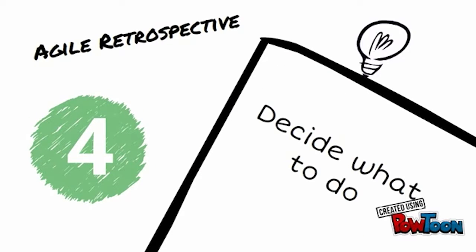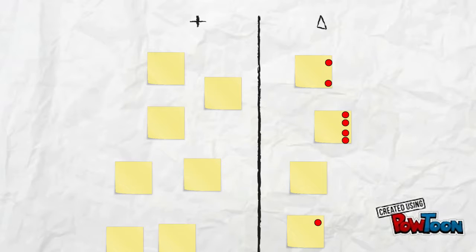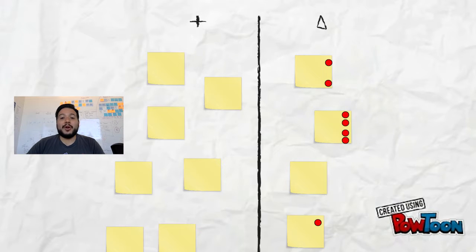4. Decide what to do. Talk about what could be improved. Start with the most voted and focus on this one. It's important to note that there might not be enough time to address them all, but the ones with less or no votes at all will not be discarded. They can be discussed at the end of the session if there's still time, or you can bring them back on the next retrospective.